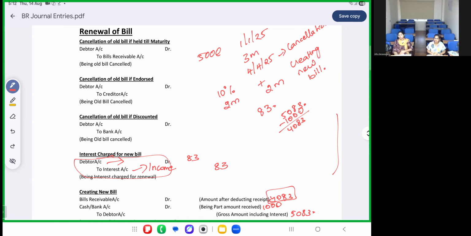But Ramya will charge what? Interest. You have to pay me extra because I'm giving you extra time, no? You have to pay me extra. So 2 months interest she is charging and she is creating the new bill. This is renewal of bill.